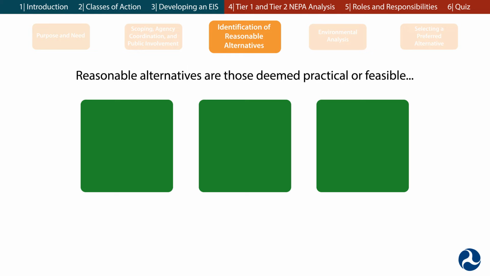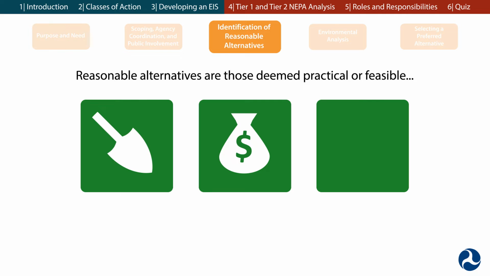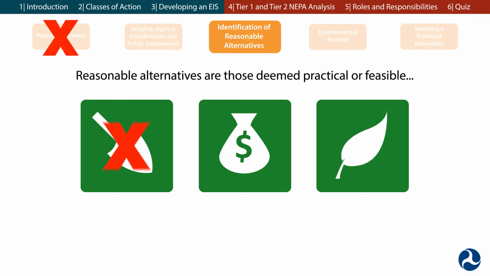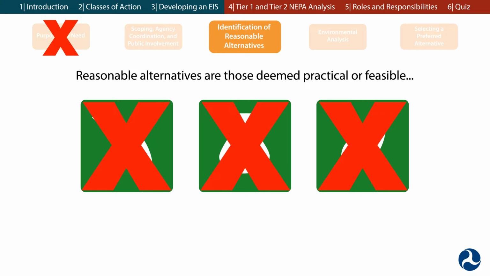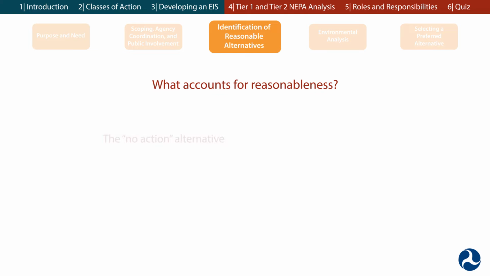Next comes the identification of reasonable alternatives. Reasonable alternatives are those that are deemed practical or feasible due to their constructability, cost, or limited environmental impacts. If preliminary analysis shows that an alternative does not meet the purpose and need, or is not practical for constructability, cost, or environmental reasons, the alternative may be deemed unreasonable and dismissed with supporting justification. What accounts for reasonableness? The no-action alternative provides the baseline for comparing the action alternatives.